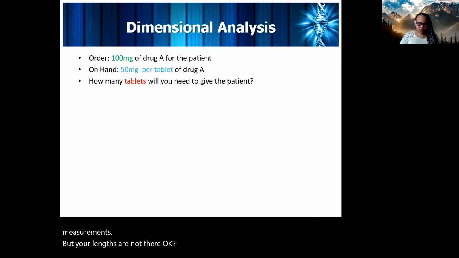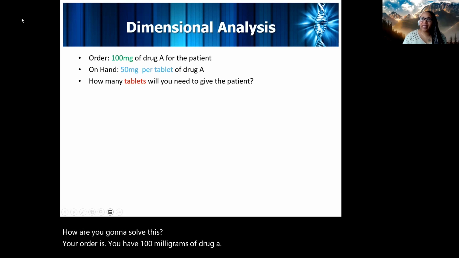All right, so grab your scratch paper, and we're going to give you a problem. How are you going to solve this? Your order is you have 100 milligrams of drug A. And what you have on hand is 50 milligrams per tablet of drug A. Hold off on your answers, hold off. How many tabs will you need to give the patient?